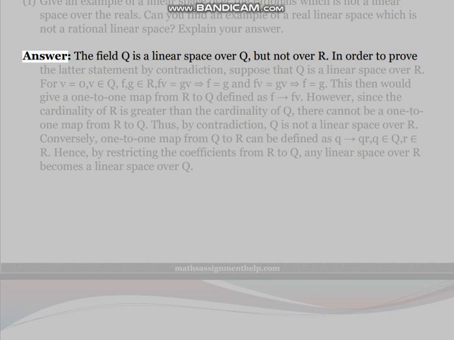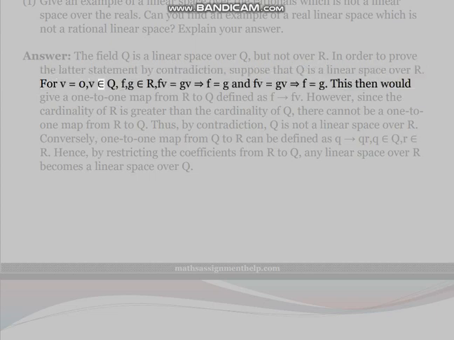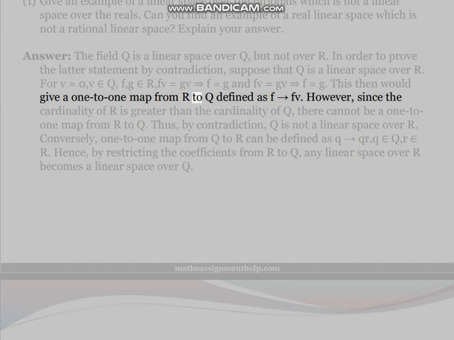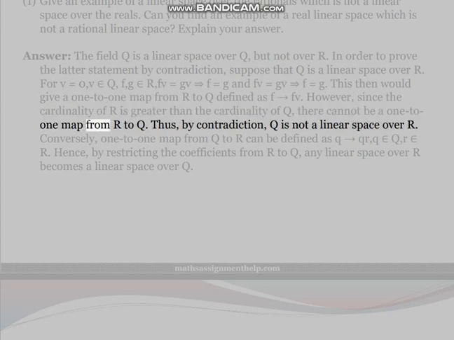Answer. The field Q is a linear space over Q, but not over R. In order to prove the latter statement by contradiction, suppose that Q is a linear space over R. For v not equal to 0, v is an element of Q, f, g are elements of R, fv equals gv implies f equals g. This would give a one-to-one map from R to Q defined as f to fv. However, since the cardinality of R is greater than the cardinality of Q, there cannot be a one-to-one map from R to Q. Thus, by contradiction, Q is not a linear space over R.